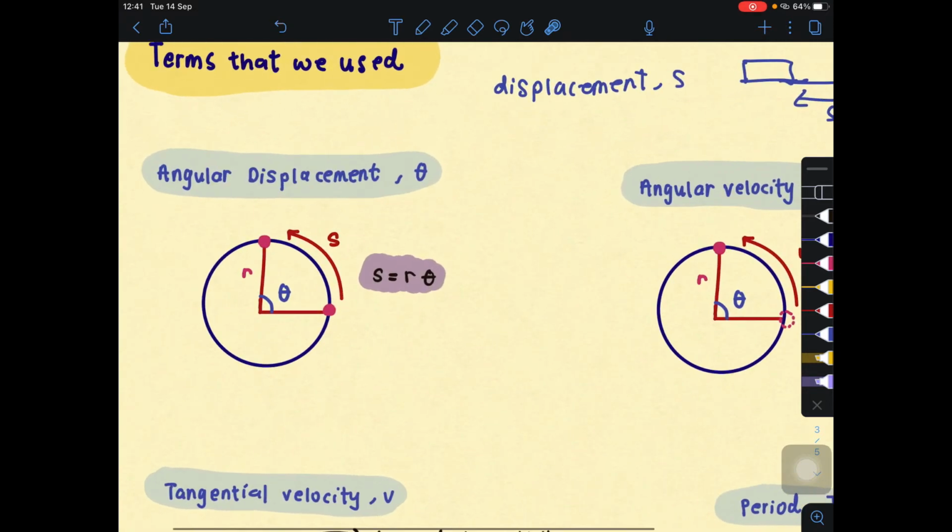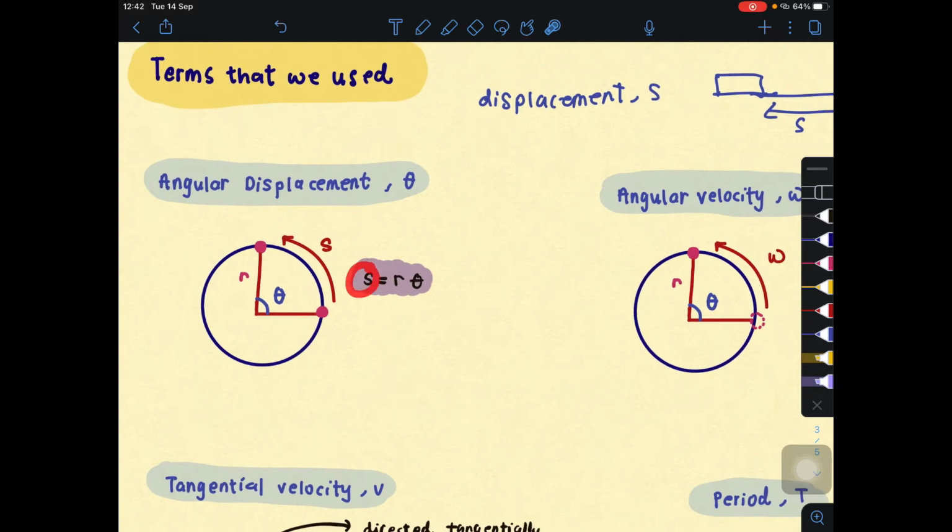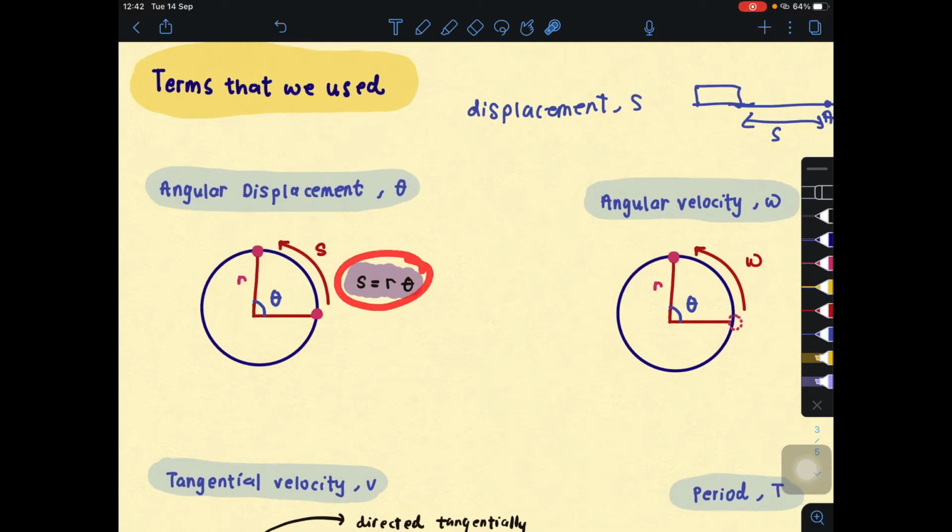So angle in between here, dari point ni adalah first point, and then dia akan bergerak ke point ni kita panggil sebagai angular displacement, di mana displacement is equal to the radius, radius adalah daripada titik tengah ke point di sini, times the angular displacement. So this is the formula.